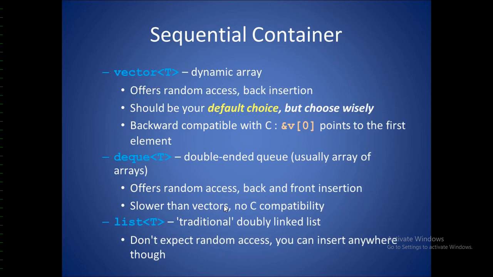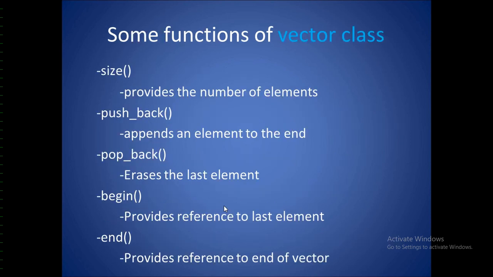So, sequential containers: vector, deque, and list. Vector is a dynamic array that offers random access and back insertion. It should be your default choice, but choose wisely. Deque is a double-ended queue. List is traditionally a doubly linked list. There are some functions of the vector class. Size is one of the functions. If there is a vector v, then v.size() will give the size of that vector.